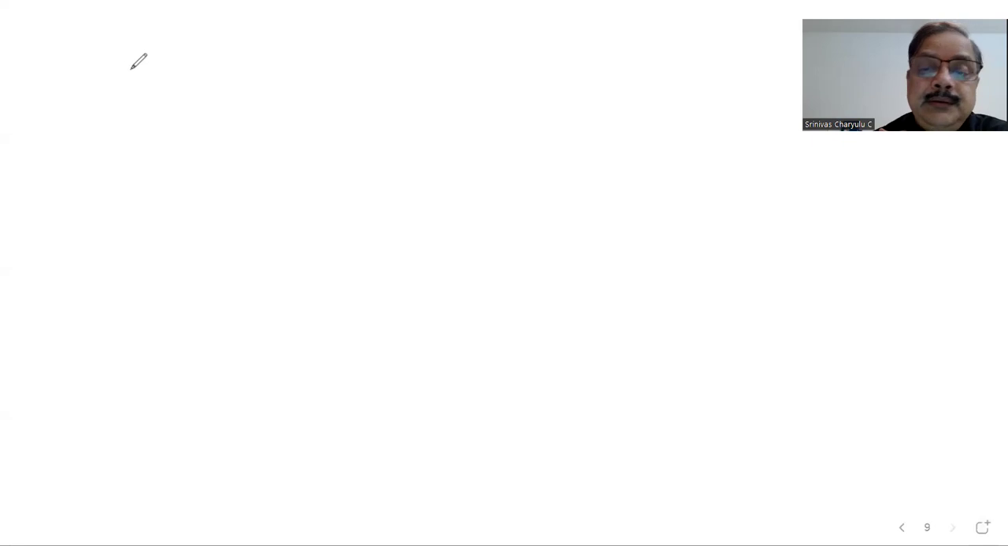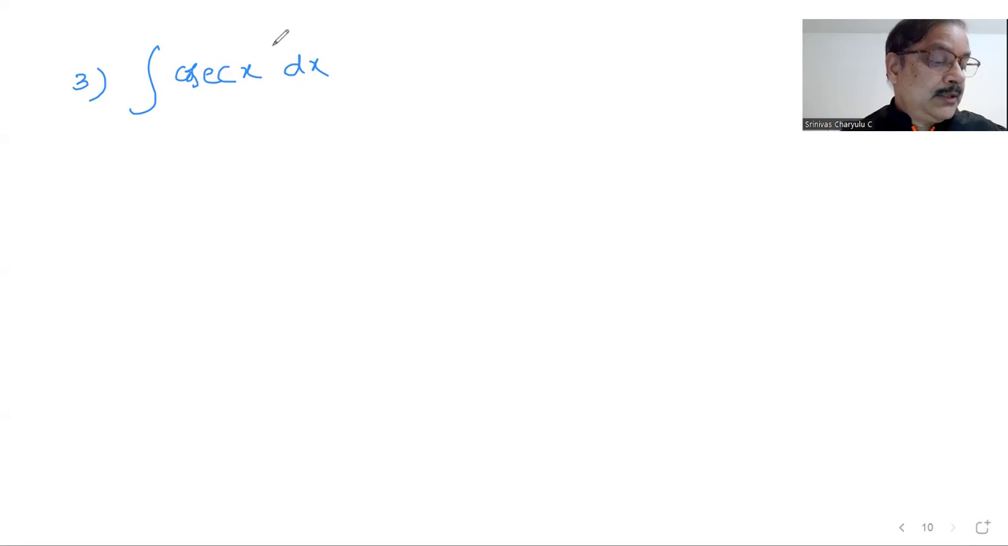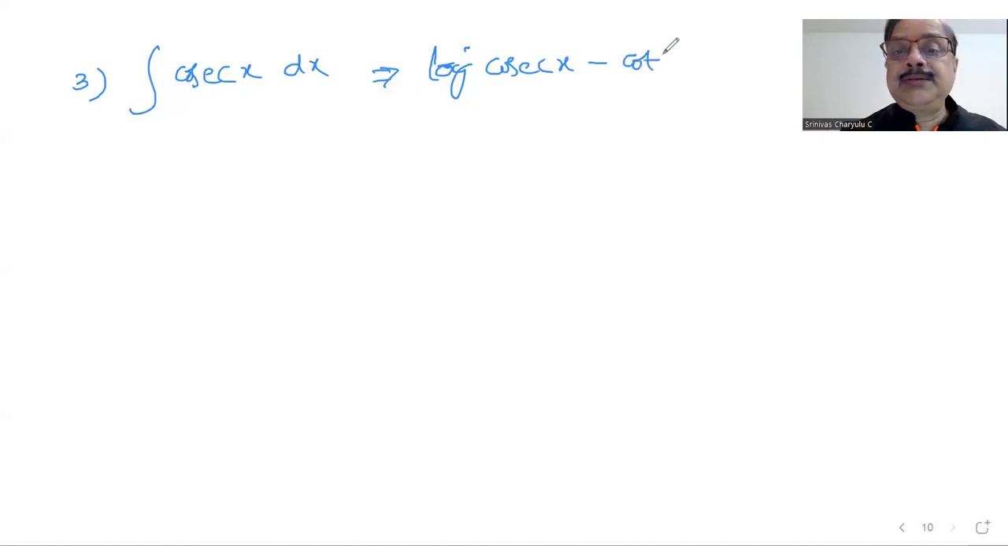So next one is integral cosecant x dx. Integral cosecant x dx. For this, what do we have to show as the answer? We have to show minus log, or log cosecant x minus cot x. Log cosecant x minus cot x. This one we have to prove.